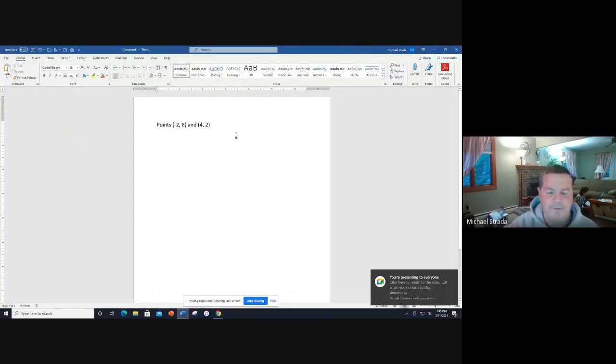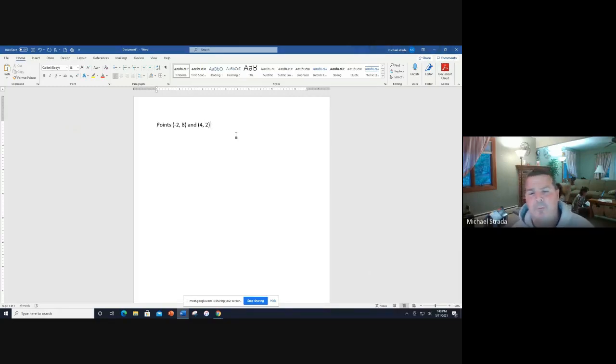Okay, so we're talking about equation of a line real quick. Given any 2 points, find the equation of a line. Our points today are (-2, 8) and (4, 2). The first part, no matter what, is to find the slope.